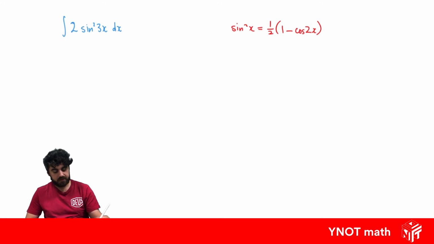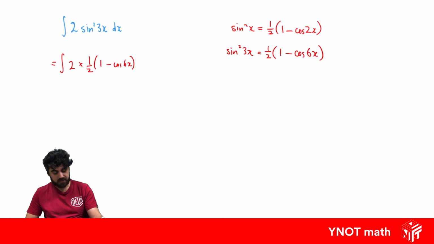So we can rewrite sine squared of 3x as a half outside of 1 minus cos of, this needs to be double our angle, so this needs to be 6x. And let's go ahead and sub that in. So we're going to have the integral of 2 times sine squared of 3x. We know that equals a half outside of 1 minus cos 6x dx. The 2 and the half simplify to 1, so we just have the integral of 1 minus cos 6x dx.